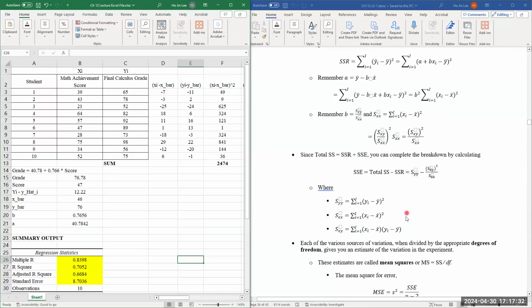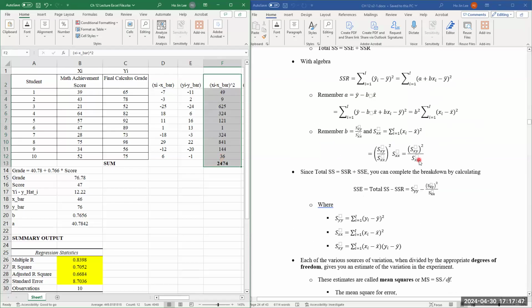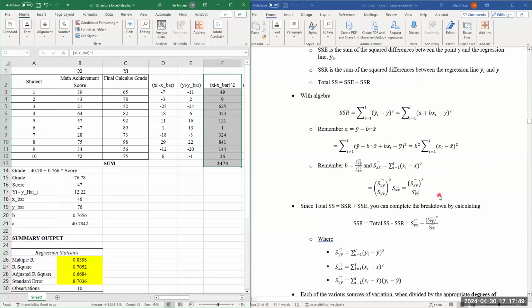All right. So here are some other things that you're going to need to calculate in the future. Some of this we've already done, like SXX. That's the sum of xi minus x bar. That's right here. Anyway, okay. Keep going.